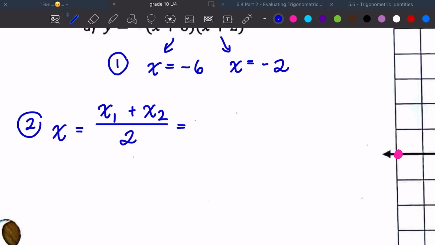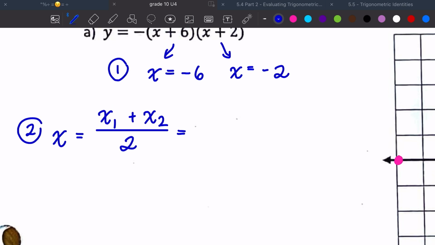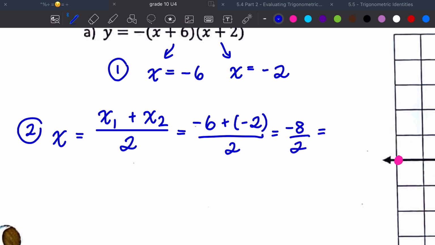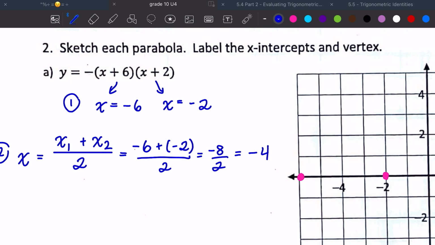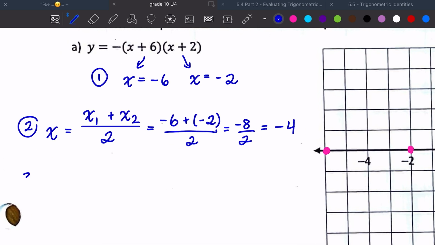Right, so I'm going to use these values, not these values in the bracket where they're positive. I'm going to take the ones that we took out of the equation. So this is -6 plus -2 divided by 2, which should give me -8 on top. And -8 divided by 2 is just -4. So I know, okay, my vertex is going to be in the middle right here, but how high up do I go? We're going to take this value and plug it into the equation to find what y is.